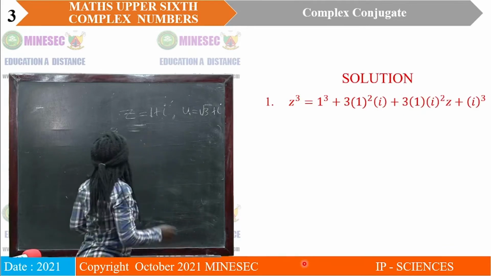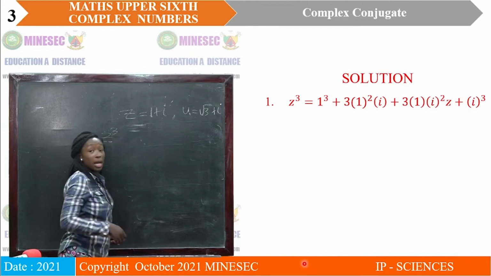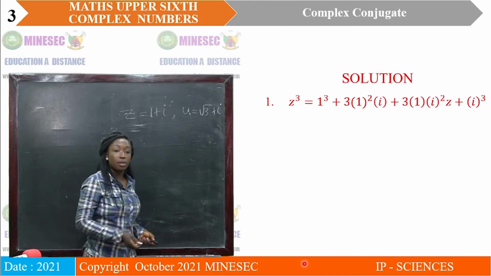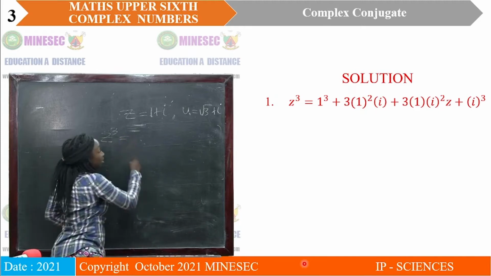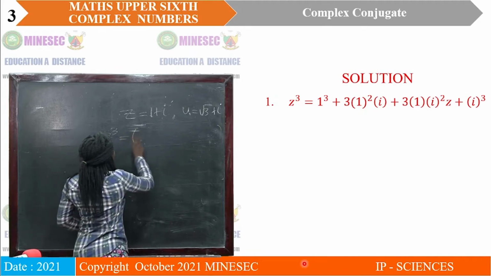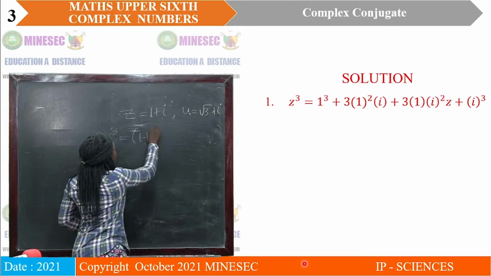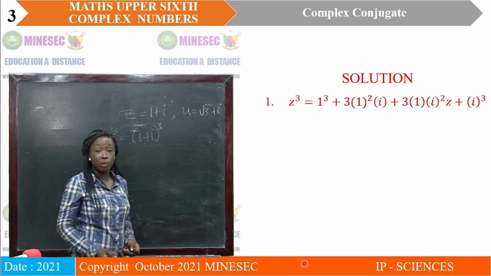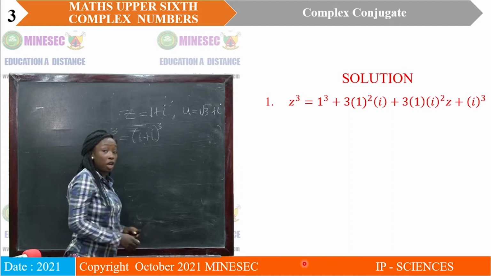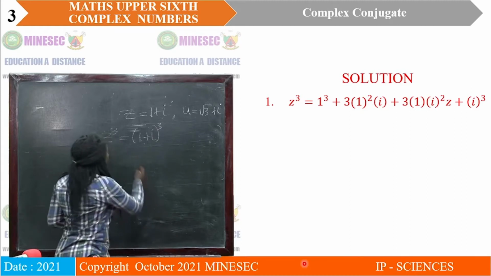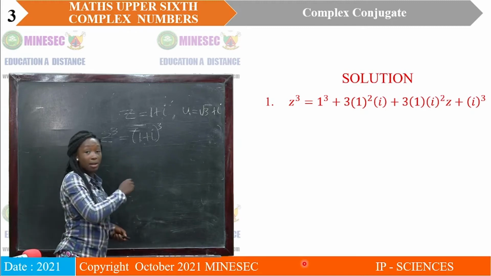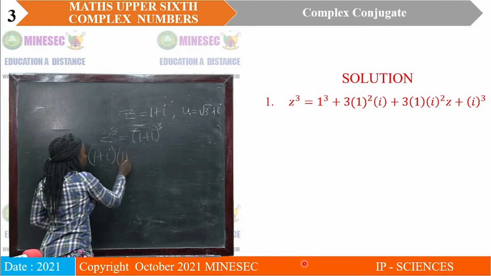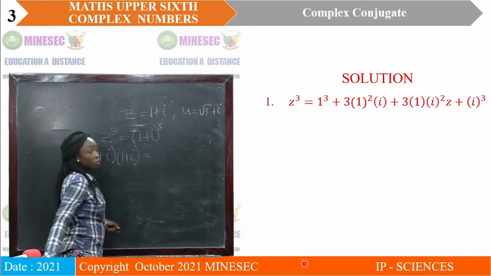The first thing is to look for Z cubed. There are so many ways you can go about that. You can use the Pascal triangle, since you have 1 plus i, to come out with the result that you can see in the slide. Or you can use the traditional way of multiplying binomial expressions. That is 1 plus i times 1 plus i. You multiply these two first.